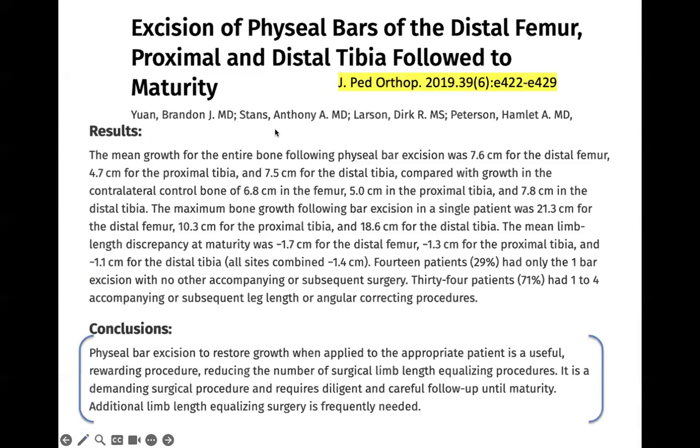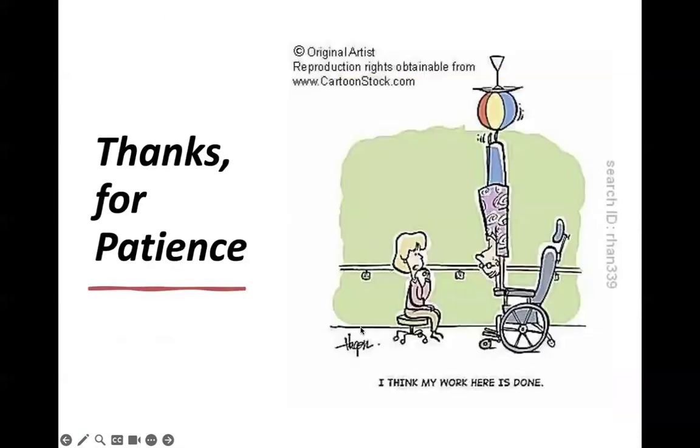There is another paper on the excision of distal femoral physeal bar and distal tibial physeal bar followed to maturity. They conclude that physeal bar excision to restore growth, when applied to an appropriate patient, is a useful, rewarding procedure, reducing the number of surgical limb length equalizing procedures. It is a demanding surgical technique. It requires diligent, careful follow-up till maturity. Additional limb length equalizing surgery is frequently required.